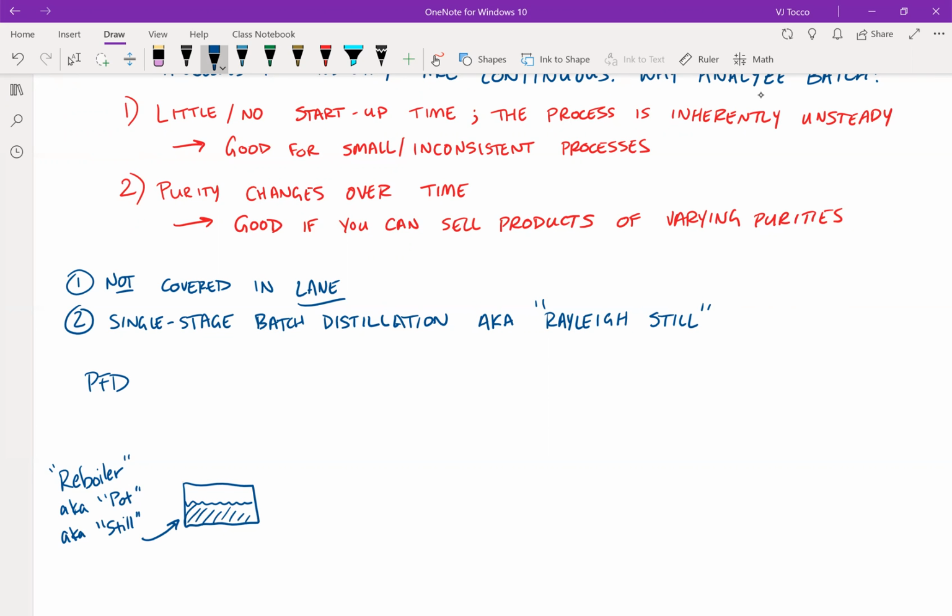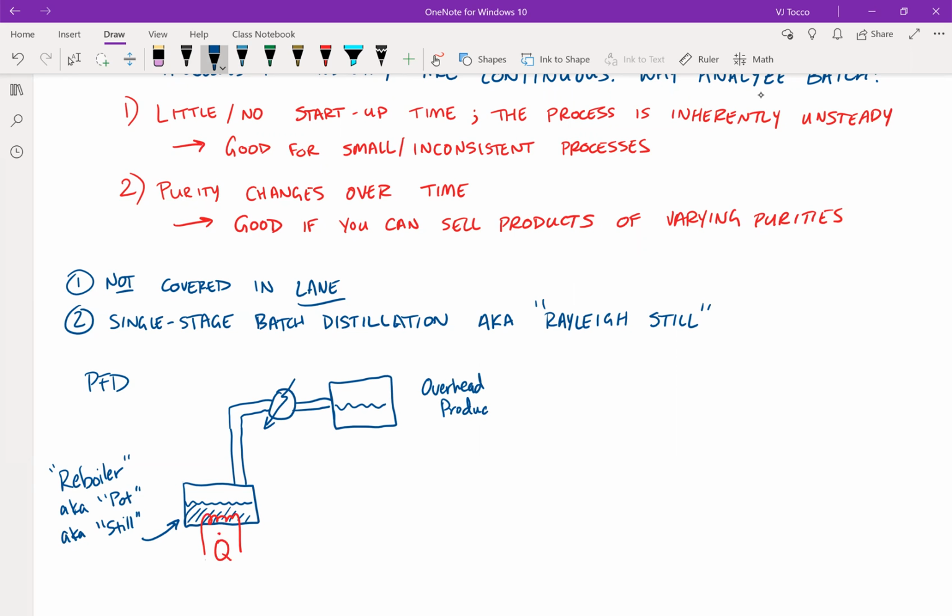And then the Rayleigh still just consists of a pipe. This is also heated, by the way, so we have a heating coil in the bottom supplying some amount Q. And over time, this stuff is vaporizing through this pipe and going to a condenser. It could be a total condenser or a partial condenser. Typically, you wouldn't see a partial condenser for a single stage Rayleigh still, just because there's no reflux. Notice this is called the overhead product.